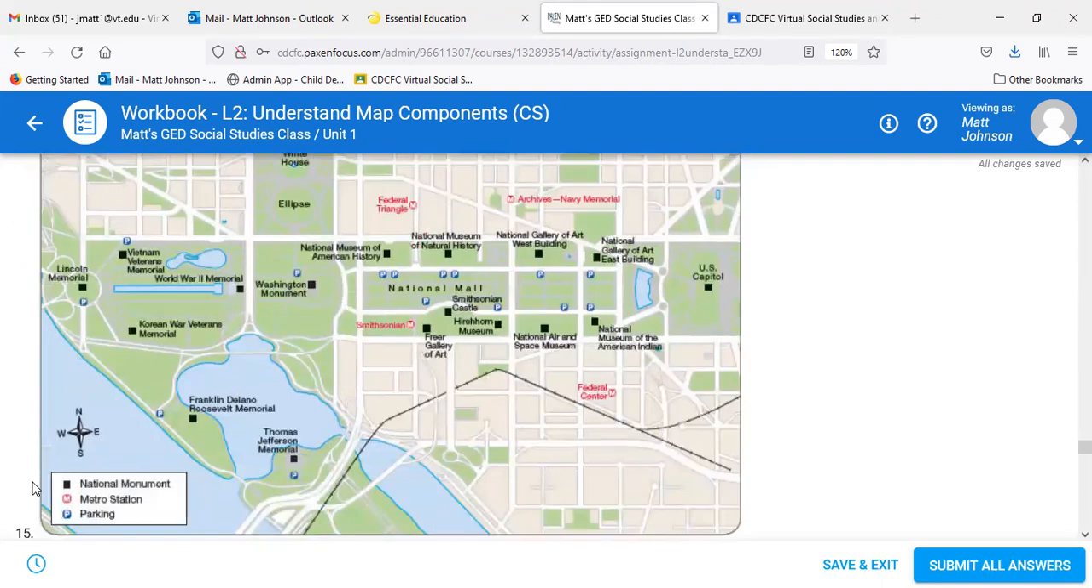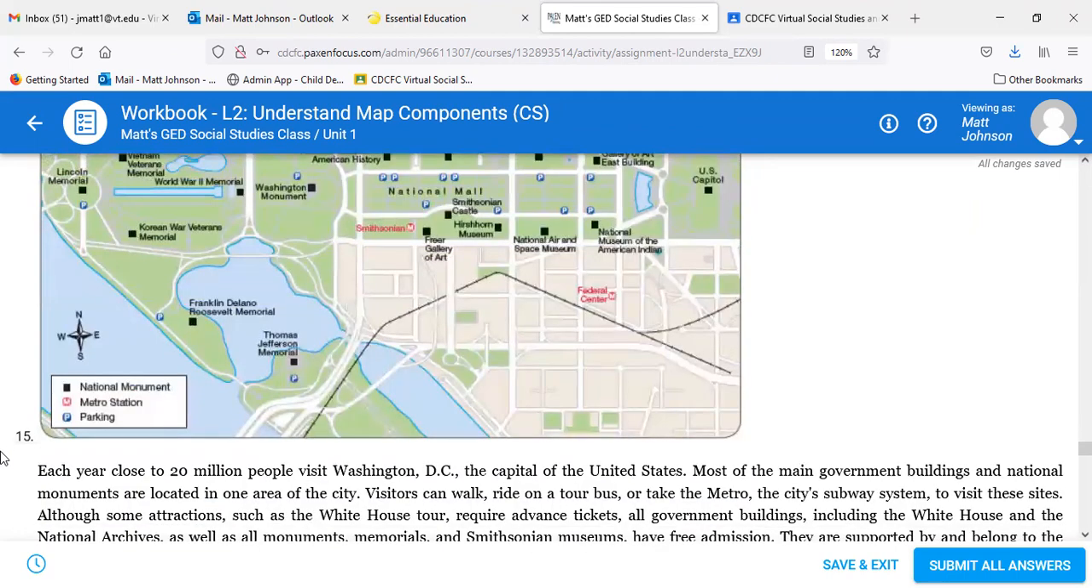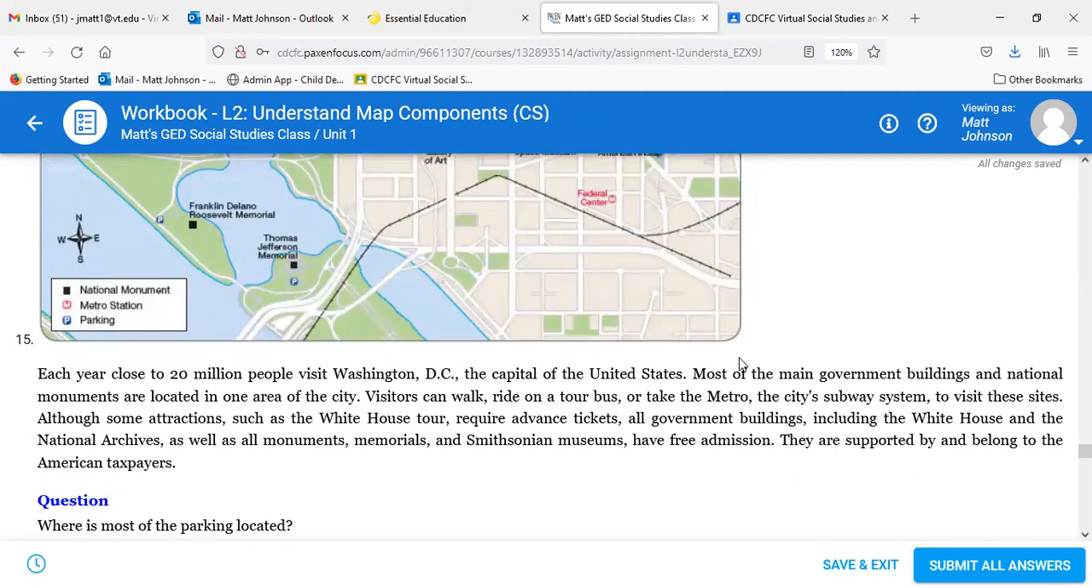Map of DC. We have the National Mall here, with a lot of the memorials, monuments, and museums. Let's take a look at number 15. Each year, close to 20 million people visit Washington, D.C., the capital of the U.S. Most of the main government buildings and national monuments are located in one area of the city. Visitors can walk, ride on a tour bus, or take the metro, the city's subway system, to visit these sites. Although some attractions, such as the White House tour, require advanced tickets, all government buildings, including the White House and the National Archives, as well as all monuments, memorials, and Smithsonian museums, have free admission.